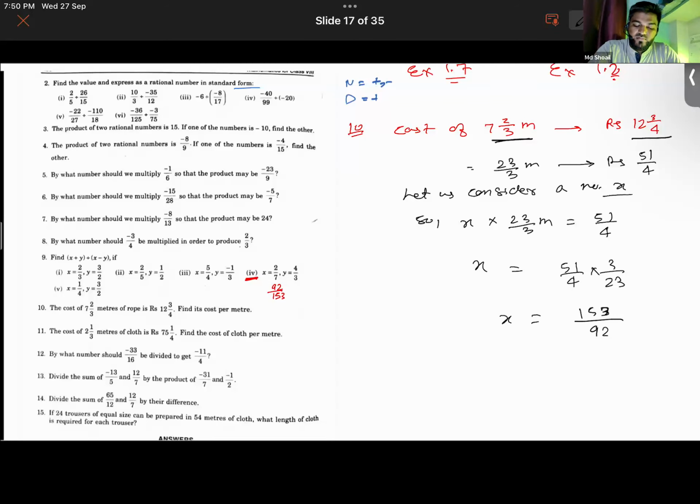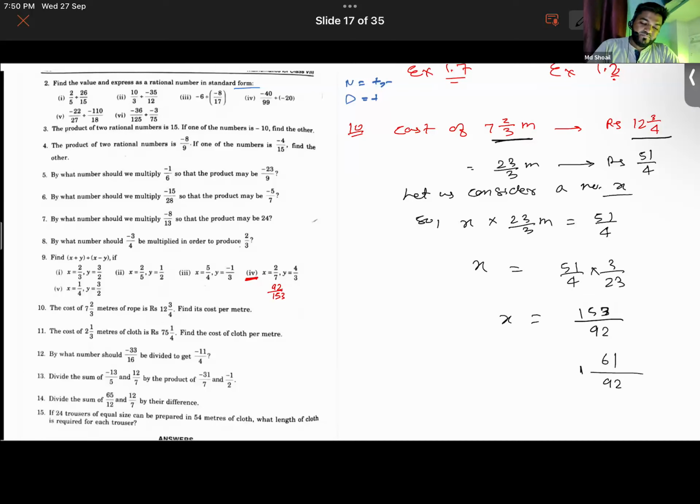We can convert it into a mixed fraction. How can we write it in mixed fraction? Can we write it like this? 92 plus 61. Can we write this as 1 into 61 upon 92? Yes, sir. 1 61 upon 92. Yes, sir.